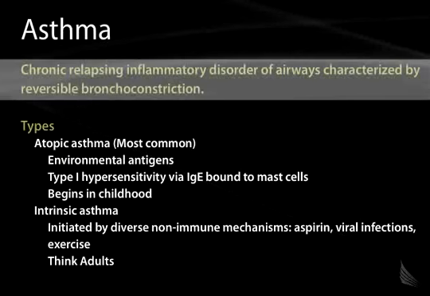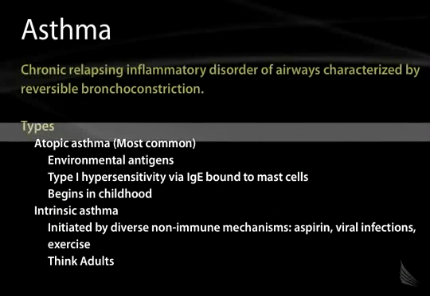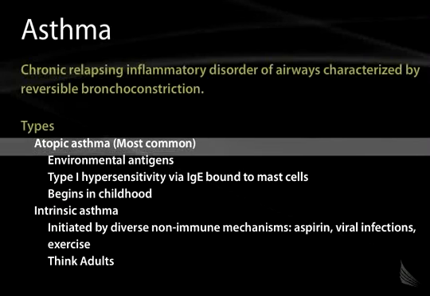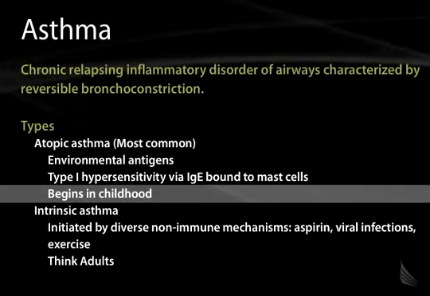Asthma. Asthma is a chronic relapsing inflammatory disease that is characterized by reversibility of the bronchial constriction. There are several types of asthma. The most common type of asthma is atopic asthma. This is due to environmental antigens. Type 1 hypersensitivity via IgE bound to mast cells causes asthma. There is a release of histamines. This normally begins in childhood.